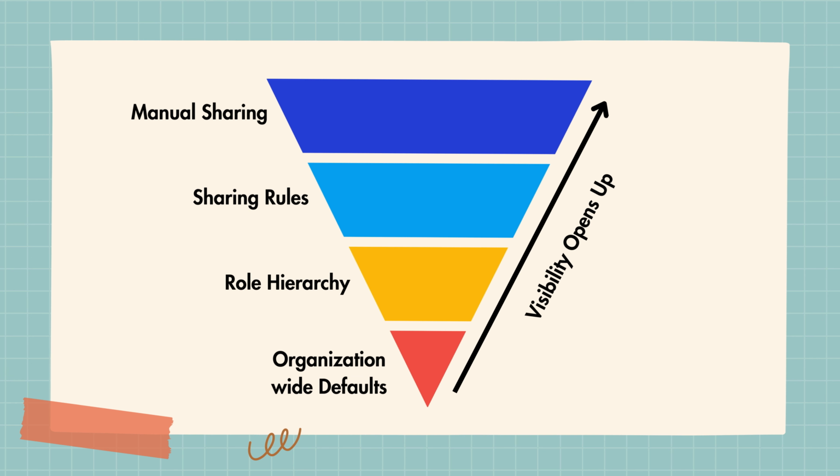Org-wide defaults specify the default level of access users have to each other's records. It's about setting the baseline. Then comes role hierarchies, ensuring that managers have access to the same records as their subordinates. A hierarchy representing data access levels. Sharing rules come into play as automatic exceptions to org-wide defaults, allowing specific groups of users access to records they don't own. Lastly, manual sharing lets record owners share individual records with other users, providing a more granular control option.